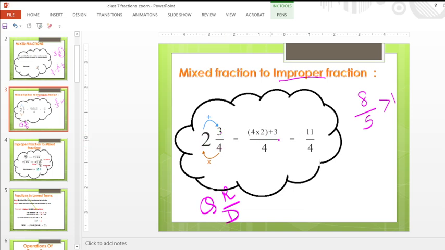The denominator remains the same. The denominator is 4 only. For the numerator, what you do, multiply the whole number with the denominator plus you add the numerator in it. Then you are solving it, you are getting 11 by 4. So this is an improper fraction. And when you are dividing, in the next slide I will show you.